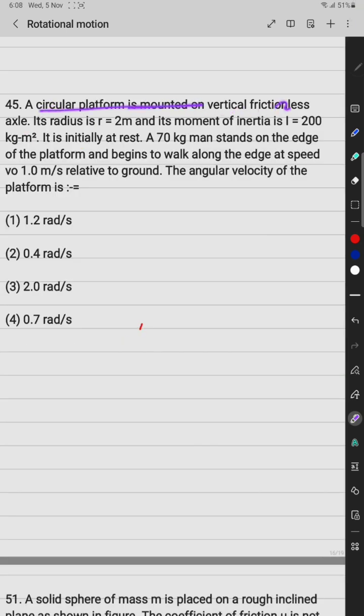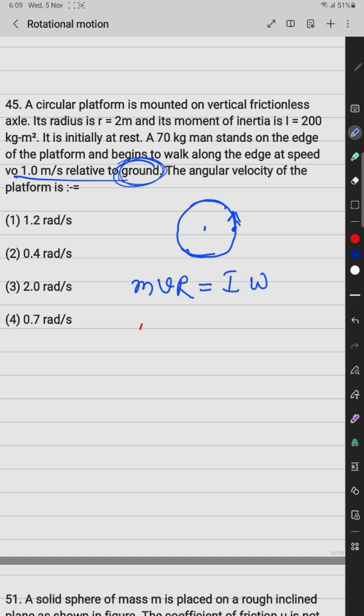A circular platform is mounted on a frictionless axle. Its radius is given, it is 2 meter, and the moment of inertia is also given. Initially it is at rest, and a 70 kilogram man stands on the edge. Suppose the upper view of the disc is this one. The man is moving, suppose clockwise or anti-clockwise, but the given speed is with respect to ground. Suppose it is anti-clockwise, then the mass of the man, velocity of the man, and radius of the platform, that is equal to I omega of the platform with respect to ground.